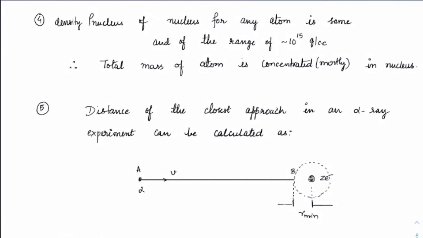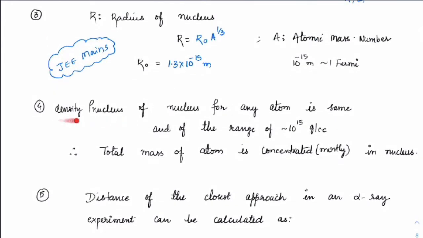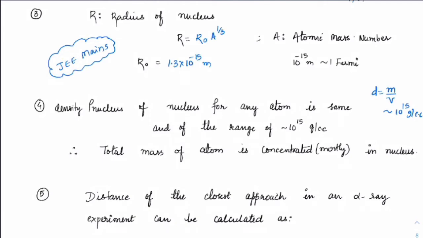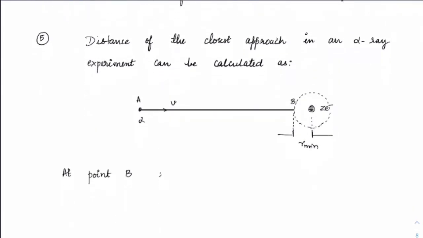Because you can see that if I put in the value of density, density is mass by volume, and I already got the radius. If I put that value in the volume term here, this density comes out to be in the range of 10 raised to the power of 15 grams per cc. So you can imagine, 1 cubic centimeter will have 10 raised to the power of 15 grams of mass, which means the entire mass of the atom is concentrated in the nucleus only. So this was another important mathematical conclusion given by Rutherford.